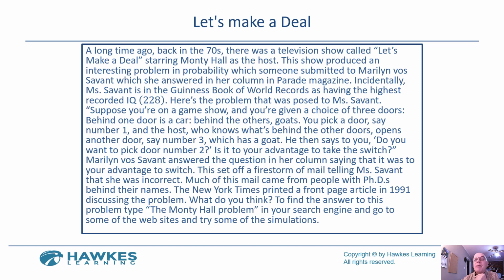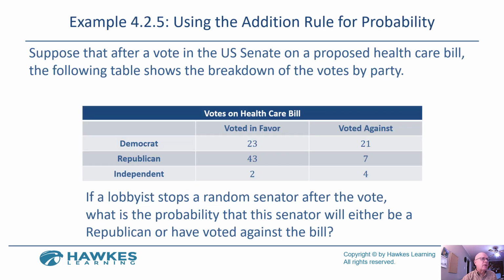I'm going to suggest maybe you want to just pause it here and read through this. It's sort of interesting. It's not something we're going to spend a lot of time on. It gets rather complicated, actually, but quite interesting. There was a lot of controversy at the time. A firestorm of mail, telling her that she was incorrect. Interesting, historically at least, for probability. So let's go on to another example.